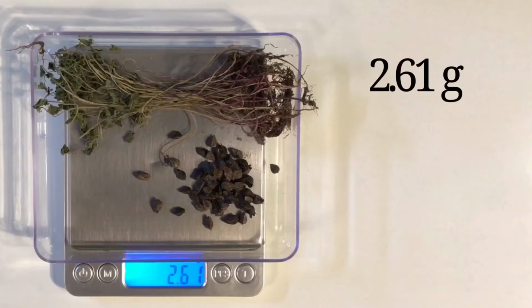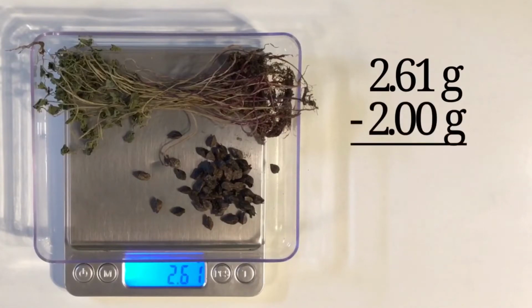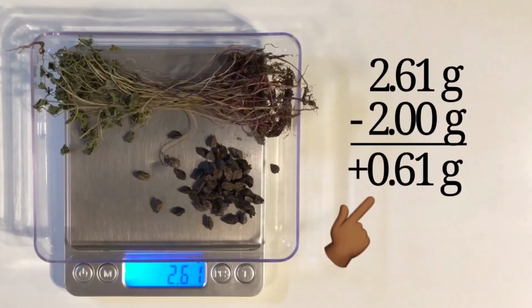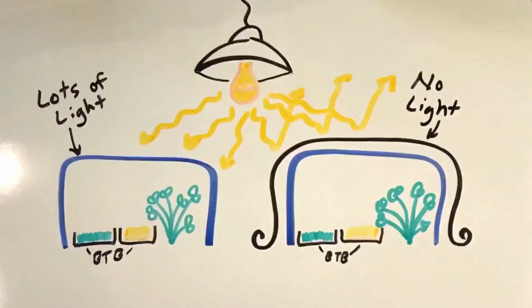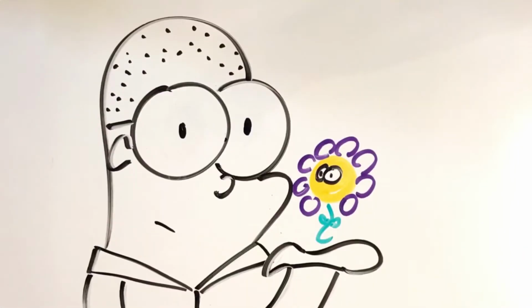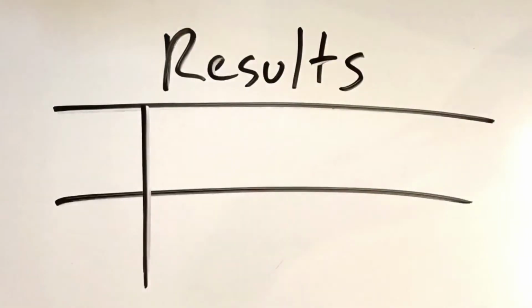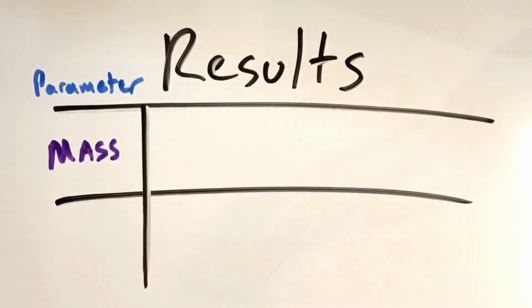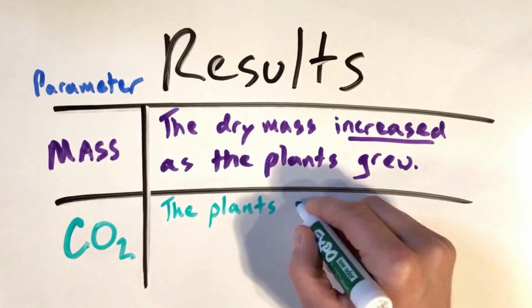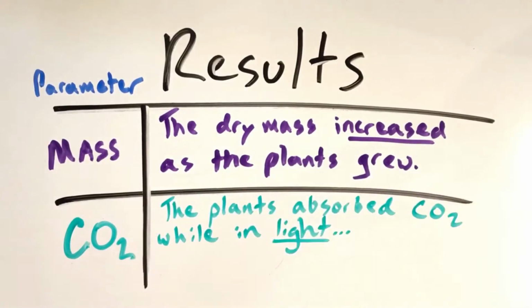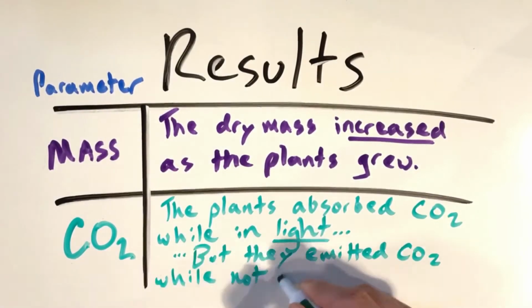First of all, we used a scale to measure the dry mass as plants grew, and we found that the mass of the plants increased during the growth period. Next, we used bromothymol blue and found out that plants draw in CO2 when the plants are in light. They emit CO2 when they are not in light. And if we want, we can summarize our results in this nifty little table. We saw that the dry mass increased as the plants grew, and we also found that the plants absorbed CO2 while in the light, but that they emitted CO2 when they were not in light.